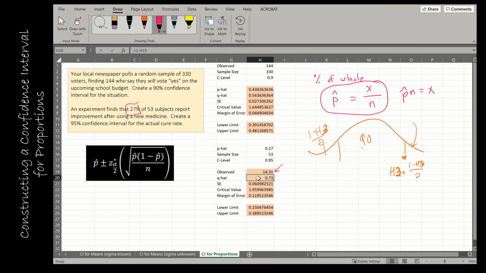And then q hat again is just 1 minus p hat, so 1 minus H15. And then I did standard error the same way, critical value the same way, margin of error the same way, and then lower limit, upper limit. So for the second one, I could say that I'm 95% confident that between 15% and 39% of patients will report improvement after using this new medicine.